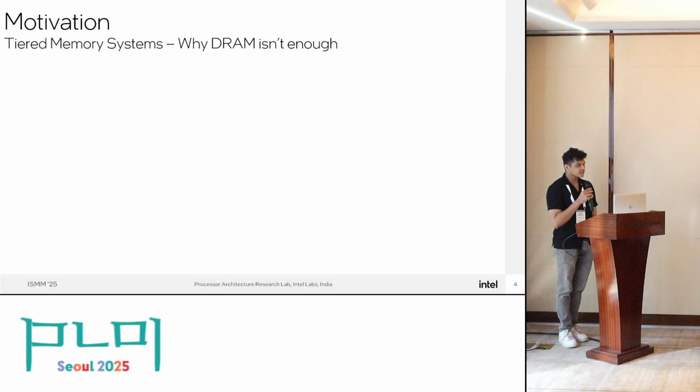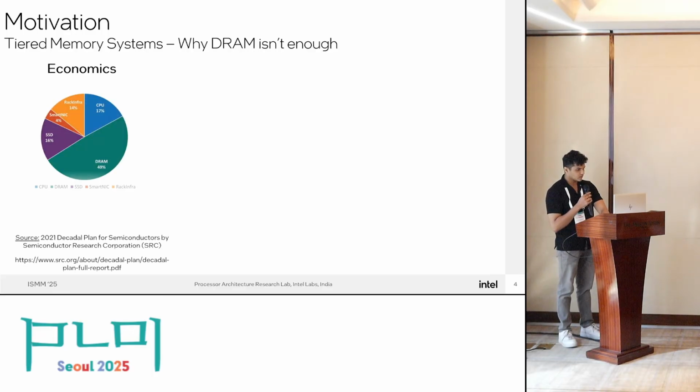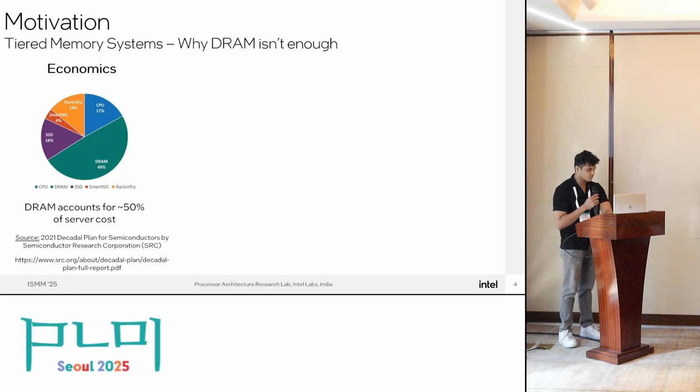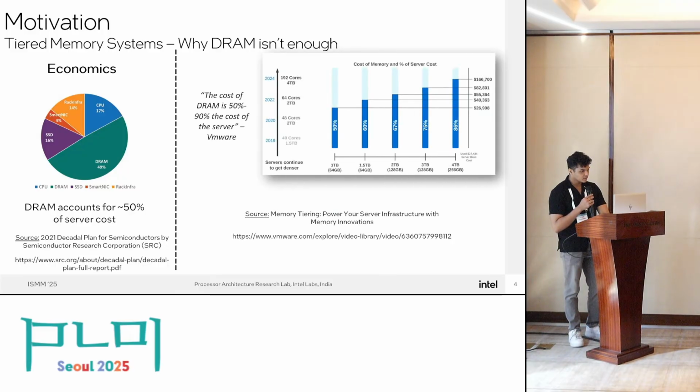So, why is using DRAM not enough for DNN training applications? Well, on a general note, in most data centers, DRAM accounts for about 50% of the overall cost. So it's getting more and more expensive. And we also noticed in a report from VMware that it costs around 90% of the overall cost, which is around 50% of the total TCO. So we can see that the cost of DRAM keeps going up, and as your workloads become bigger and bigger, this issue is only going to get worse.